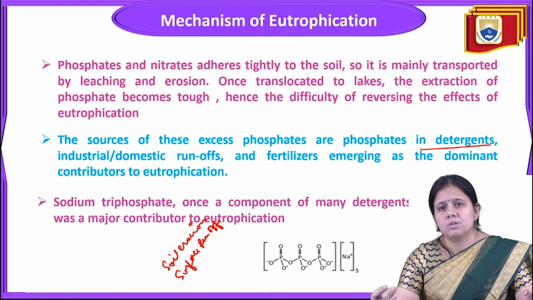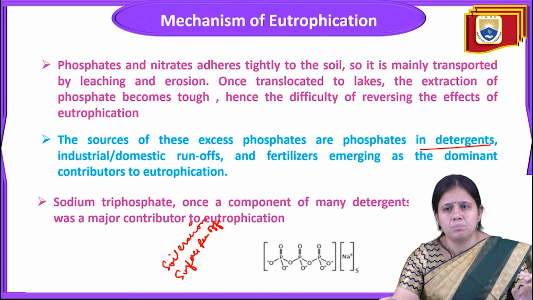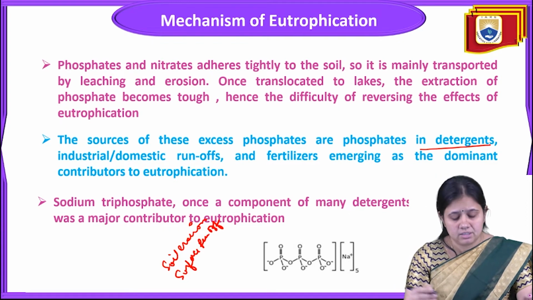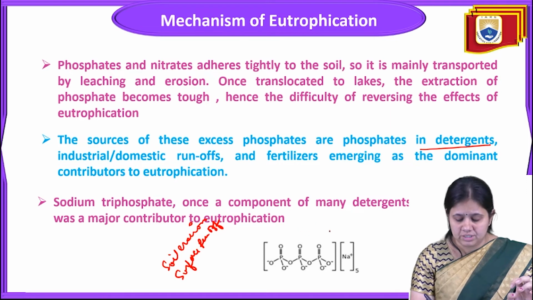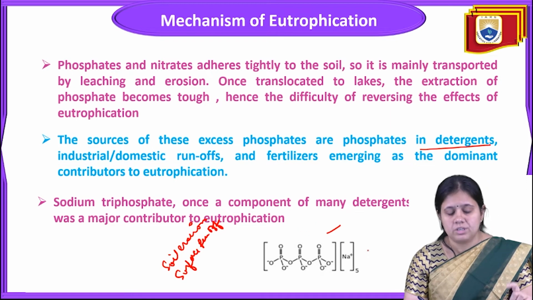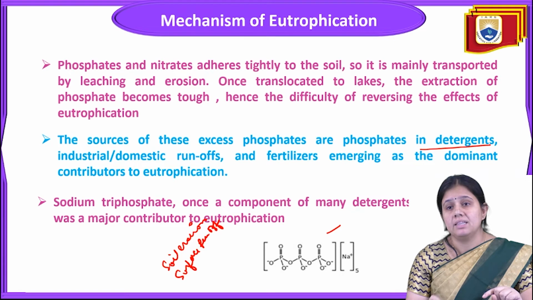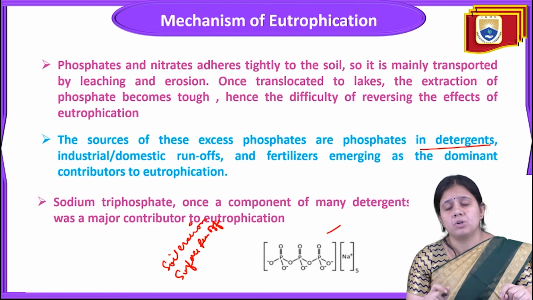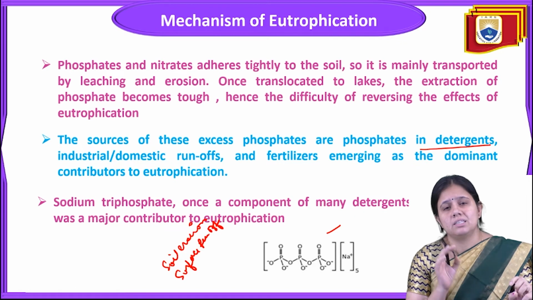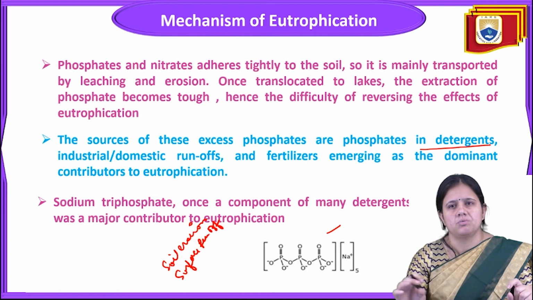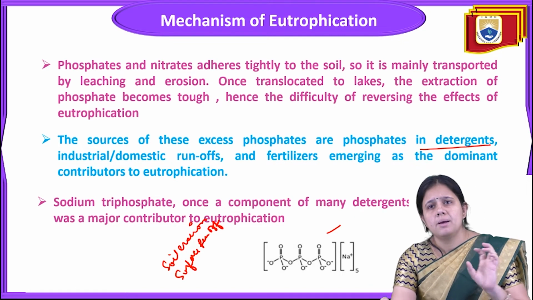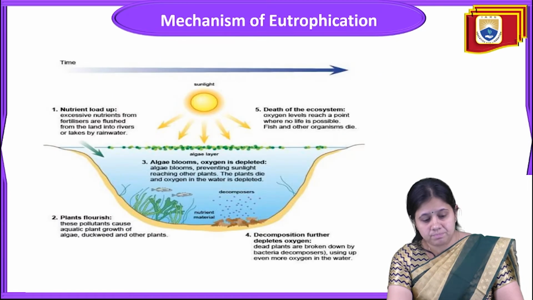And next is sodium triphosphate. It is a component of many detergents, and it is a major contributor to eutrophication. You can see the picture of sodium triphosphate, which has three phosphates. It is a component of mostly detergents, and it is a major contributor to the eutrophication process. So this was the mechanism behind eutrophication.